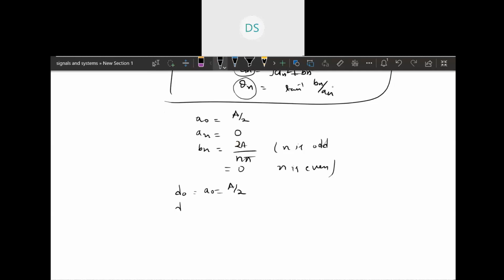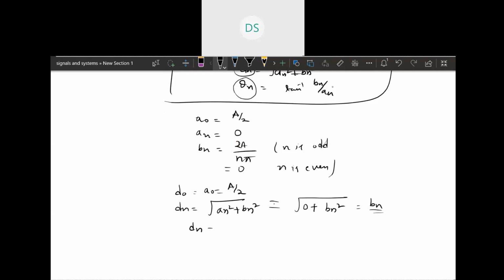A by 2, where dn is equal to root over an square plus bn square. What is the an value? 0. And this bn value is equal to 2a by n pi. First we'll solve like this: an square plus bn square. So dn is equal to simply bn.